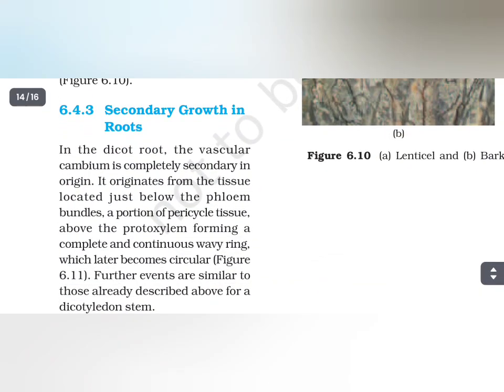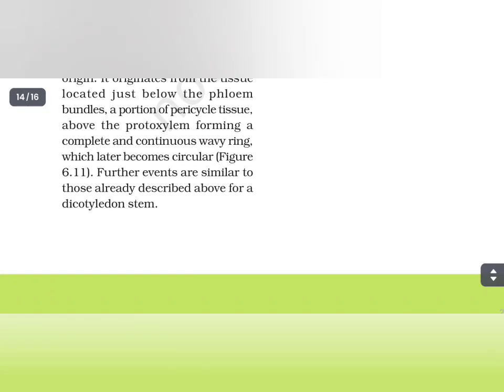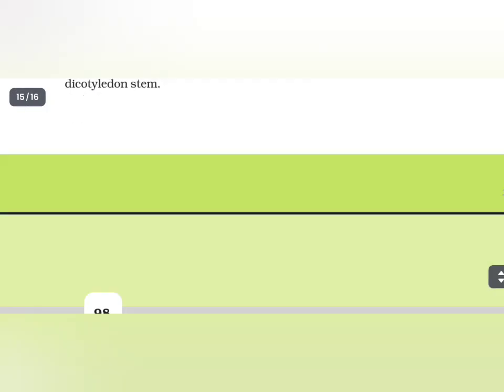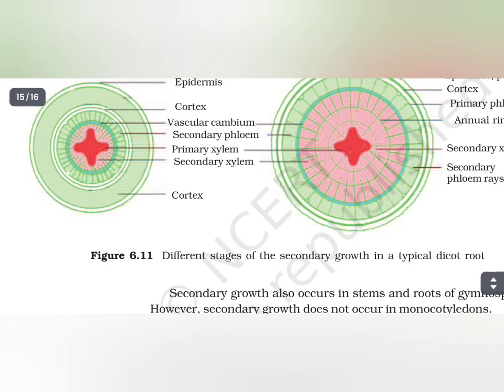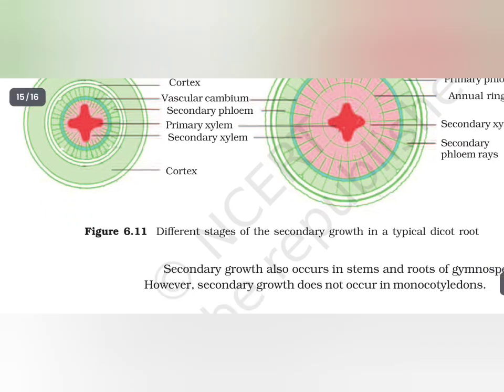Secondary growth in roots. In the dicot root, the vascular cambium is completely secondary in origin. It originates from the tissue located just below the phloem bundles, and a portion of pericycle tissue above the protoxylem, forming a complete and continuous wavy ring, which later becomes circular. Further events are similar to those already described above for a dicotyledonous stem. These are the diagrams which show secondary growth in a typical dicot root.